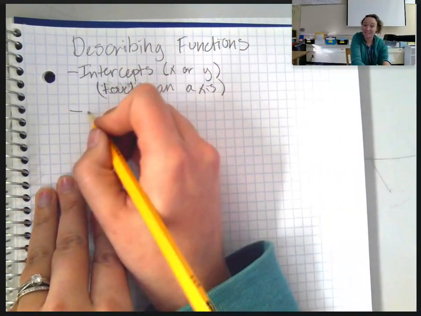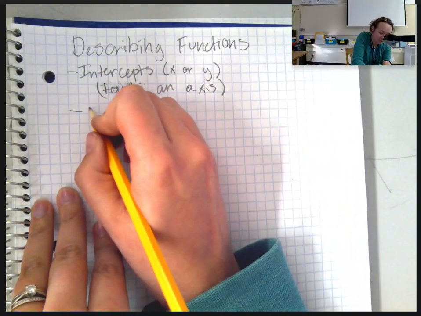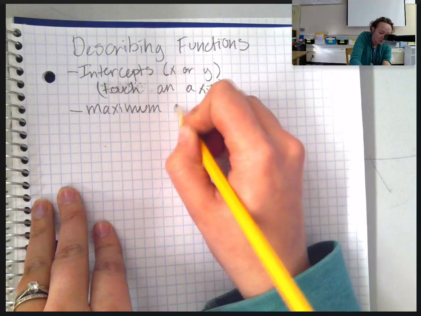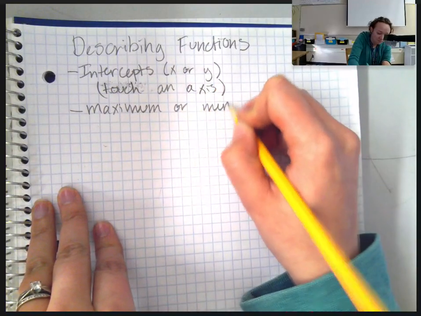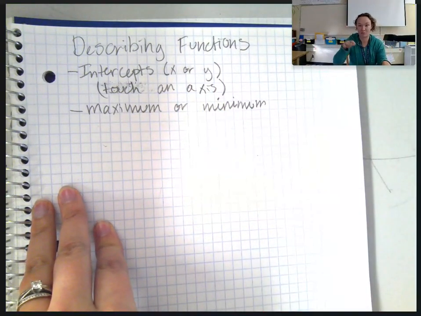We also have maximum and minimum points. This is a new term, but it means kind of what you might expect it to. So the maximum or minimum, that's going to be the highest or lowest point on a graph.